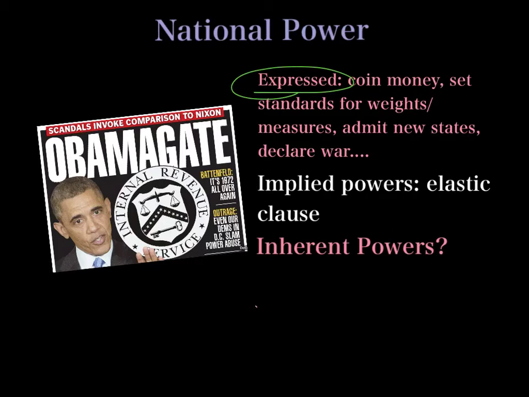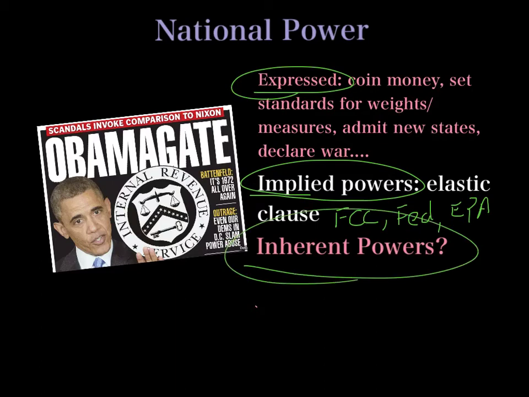Also, within national power, there are what we call implied powers of federalism. That's the elastic clause. That's Article 1, Section 8, which says Congress shall have the power to make all laws that shall be necessary and proper, which allows the Congress to create all sorts of different federal agencies, from the FCC to the Federal Reserve to the EPA, etc.